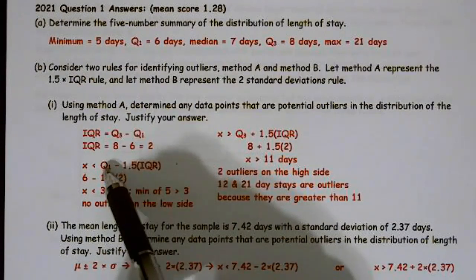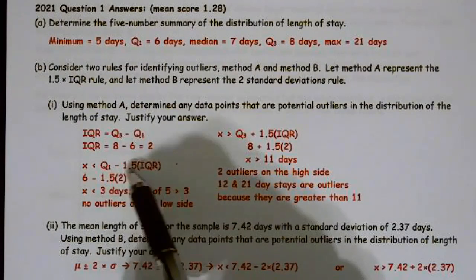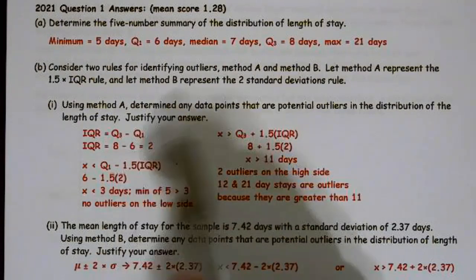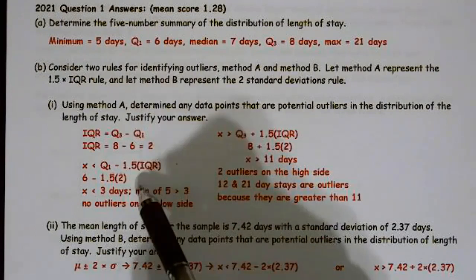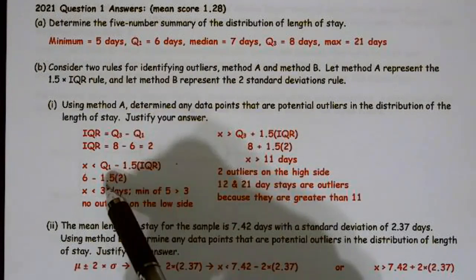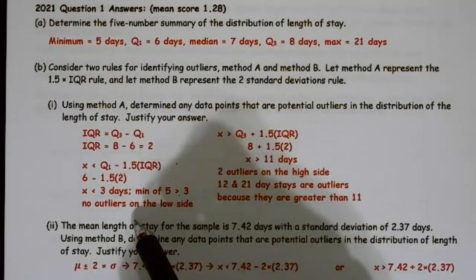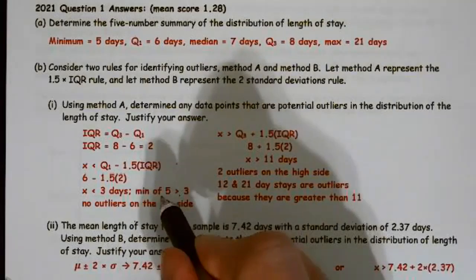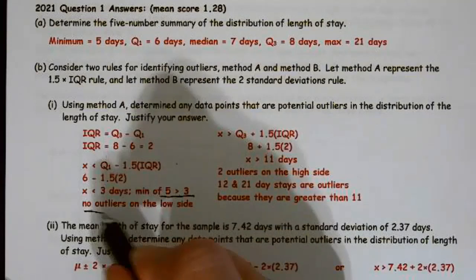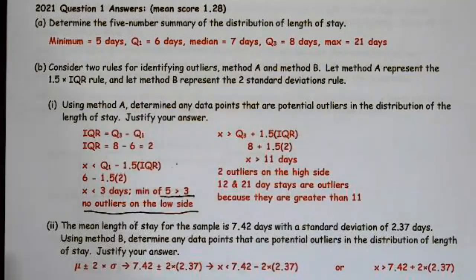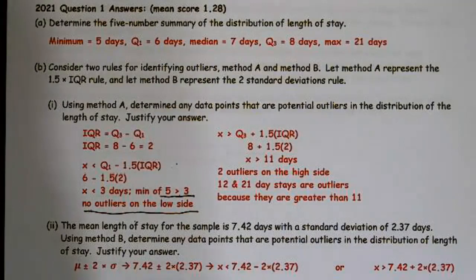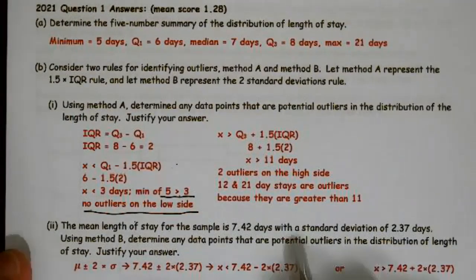So for the low side, X less than Q1 minus 1.5 IQR. Well, Q1 we said was 6. 6 minus 1.5 times 2. So if X is less than 3 days, we have an outlier. Turns out our minimum is 5. That's greater than 3. No outliers on the low side. You must make the comparison and you must make the statement. All right. 5 is greater than 3. No outliers on the low side. Something along those lines. You have to have that. If you don't have it, you lose points.